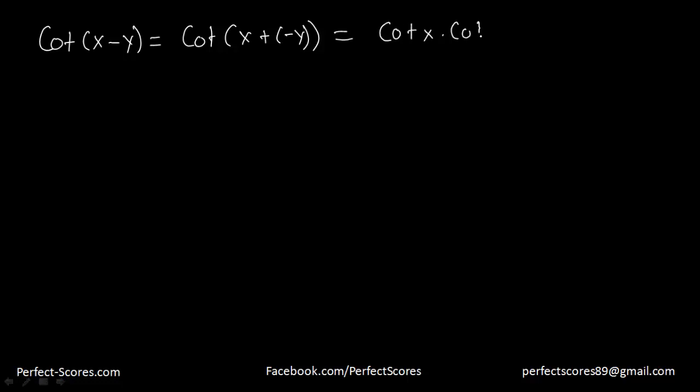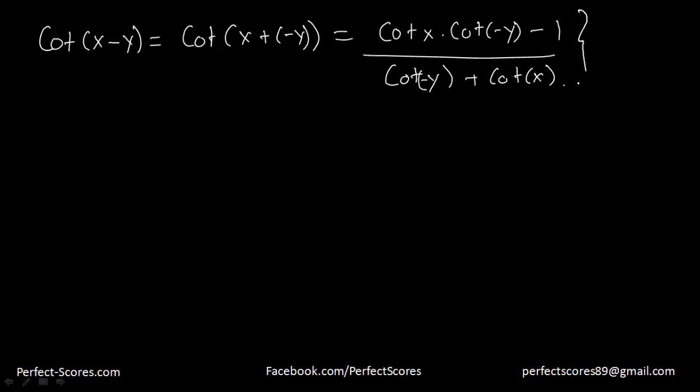And again, let's suppose I want to find the value of cotangent of x minus y. I suppose you'll be able to do that now. That is going to be cotangent of x plus minus y, and this is equal to cotangent of x into cotangent of minus y minus 1 over cotangent of minus y plus cotangent of x. Now one thing that we know is that cotangent of negative x is equal to minus cotangent x, which means if we do this, we're going to have cotangent of x minus y equal to this, with this negative sign here.